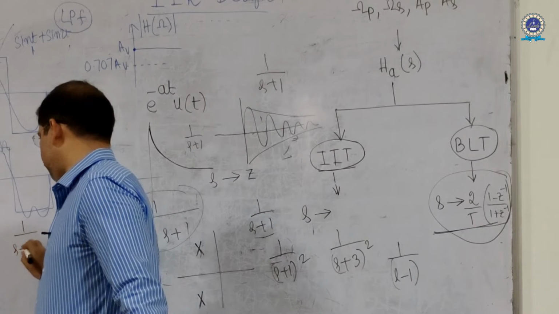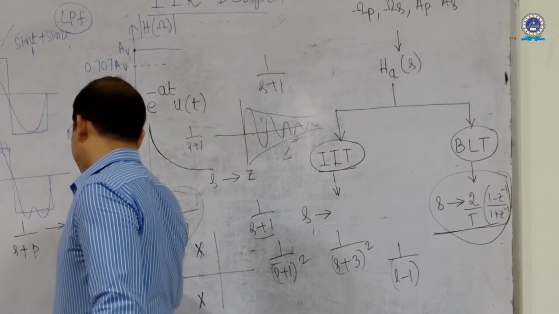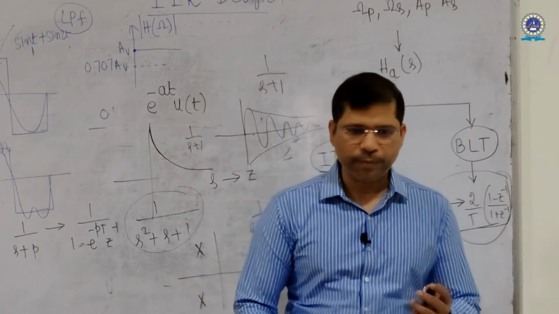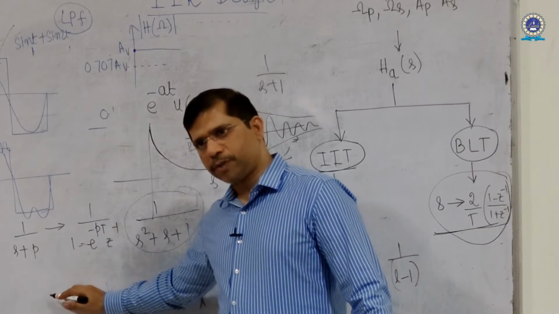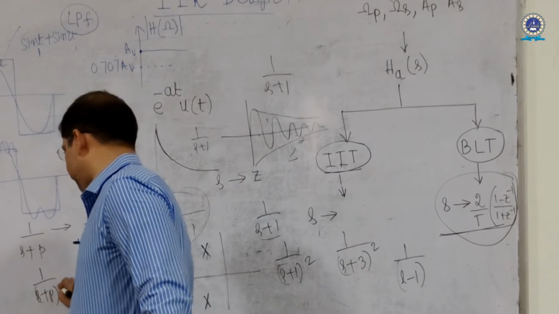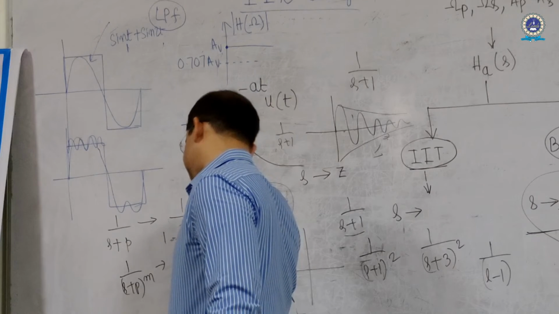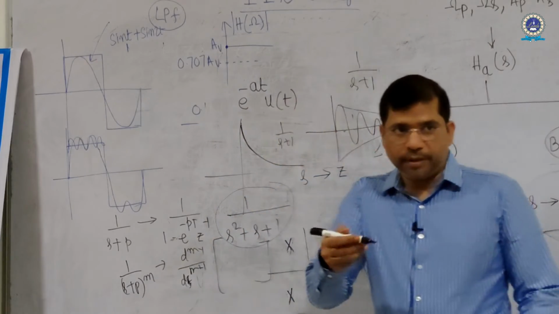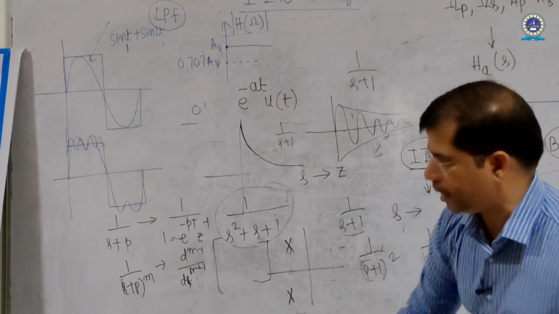So if I have 1 by s plus p, then you must have 1 by 1 minus e power minus p T z power minus 1. So therefore, depending on the pole, you transform the equation. If it is whole square, whole cube, then you have 1 by s plus p whole power m. If you have that, then you need to use d by ds power m minus 1, you should write, and then use that.